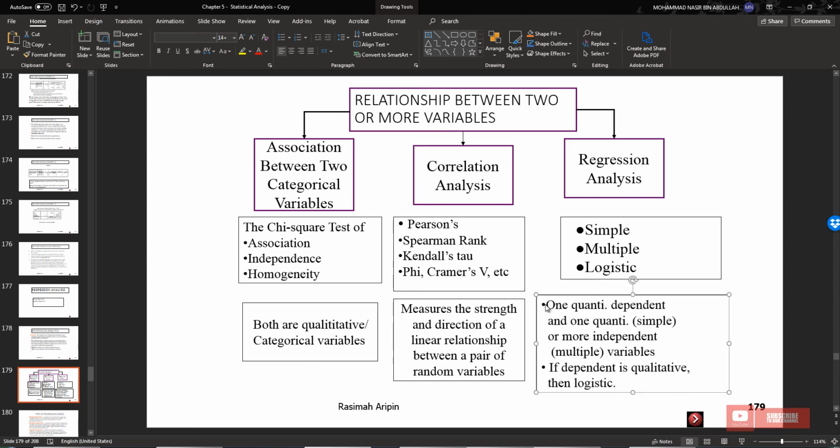So in regression, we are discussing linear regression. It should have one quantitative dependent variable and one quantitative independent variable, or more than one independent variable. If the dependent variable is qualitative, then use logistic regression, but it's not necessary. But most of the time when you have categorical or binary data, then you can use logistic regression, right? But you need to fulfill all the assumptions.